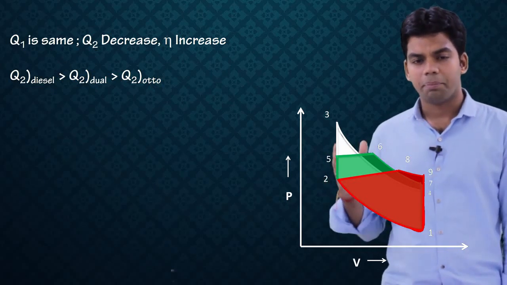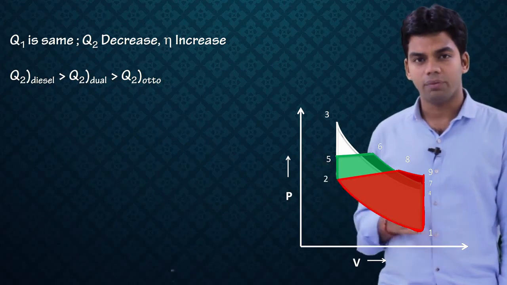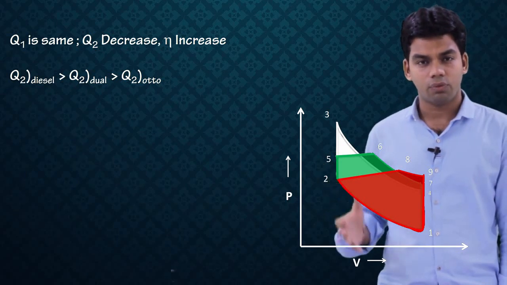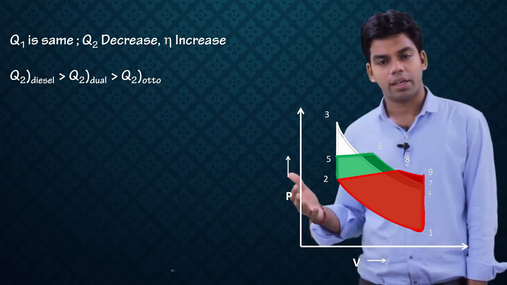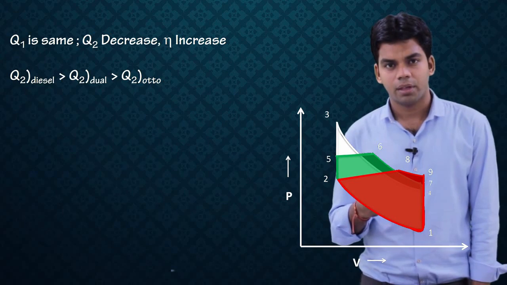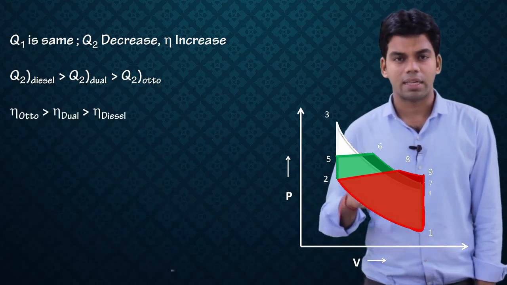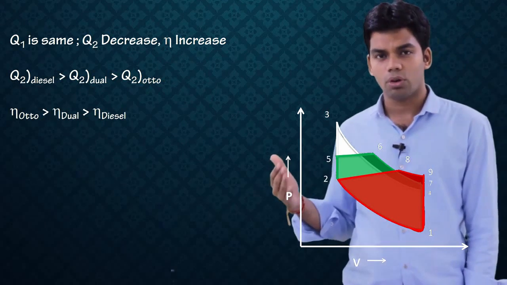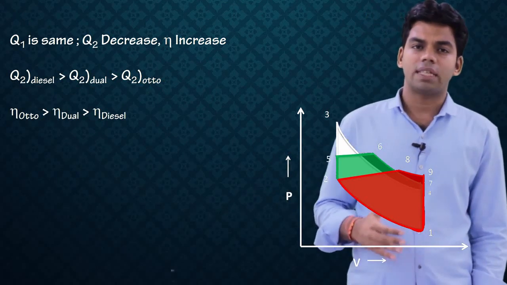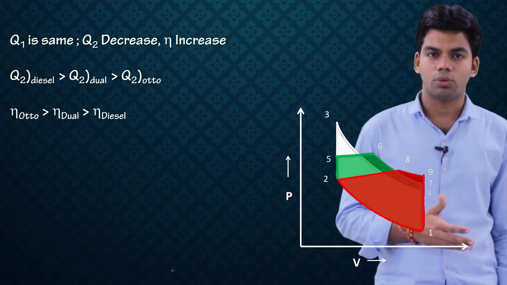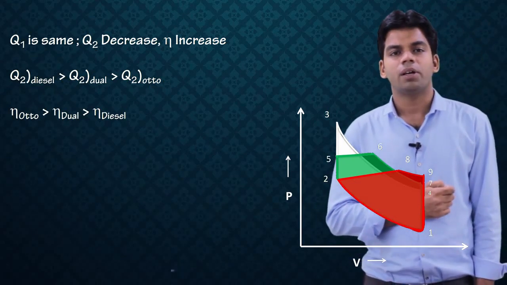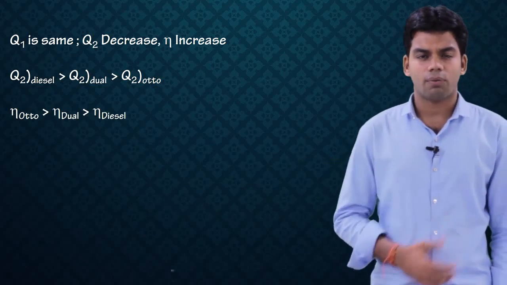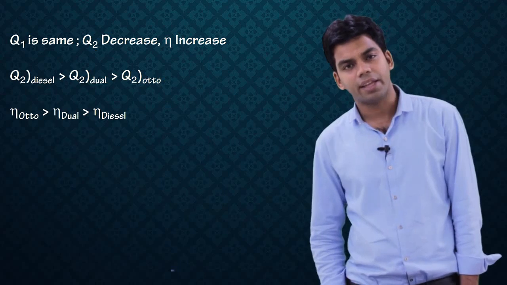So, you can see the maximum area is covered under 9-1. So, we have to compare the area under 9-1, area under 7-1 and area under 4-1. So, maximum area is covered for area under 9-1, which is for diesel cycle. That means Q2 for diesel is greater than that of Q2 for dual is greater than that of Q2 for Otto. That means efficiency of diesel is less than efficiency of dual is less than efficiency of Otto cycle. Okay, so, for same compression ratio and same heat supplied, maximum efficiency is of Otto cycle, then that of dual cycle and then that of diesel cycle.